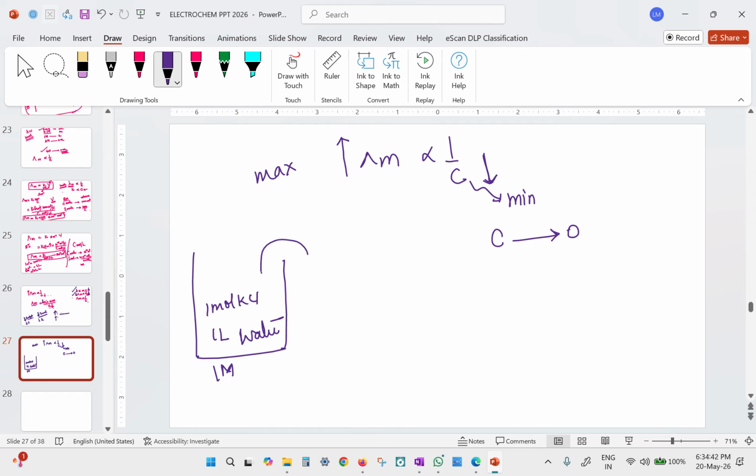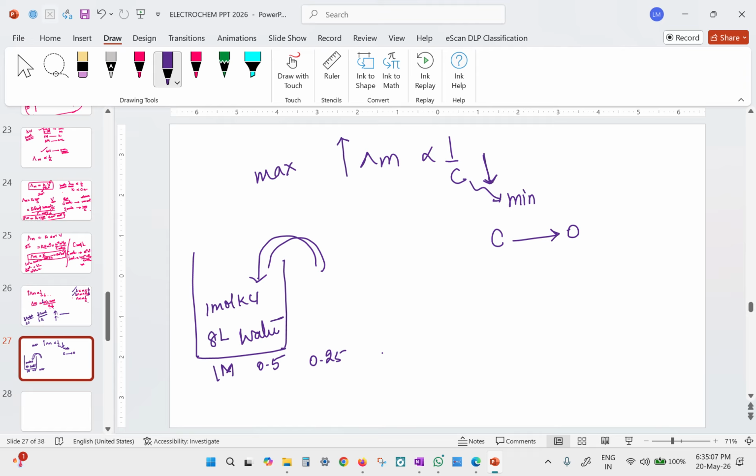I'm going to add 1 more liter. Now what will happen? 1 mole of KCl is present in 2 liters of the solution. What will happen to the concentration? 0.5 M. Okay, let me add 2 more liters, make it 4. What will happen to the concentration? 0.25. I'm going to add one more lot of 4 liters.